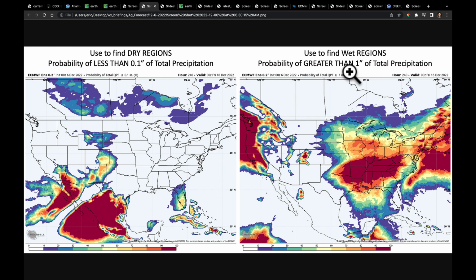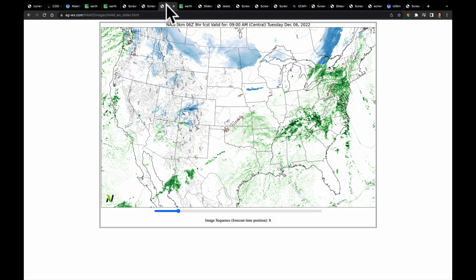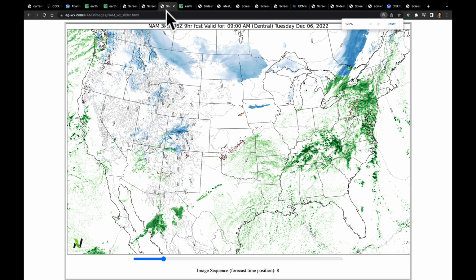Probability being greater than an inch of total precip. About the big thing I can say in the trend in this is we've expanded this a bit farther to the north here into parts of the upper Midwest, but clearly the wettest regions are going to be from the Red River Valley of the south through the Tennessee and Ohio Valley over toward the mid-Atlantic. Okay, from there, I want to go into the high-res NAM model this morning.